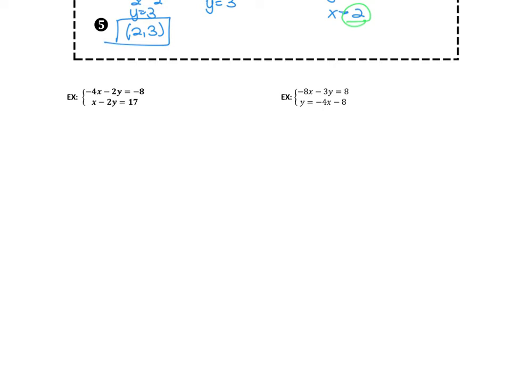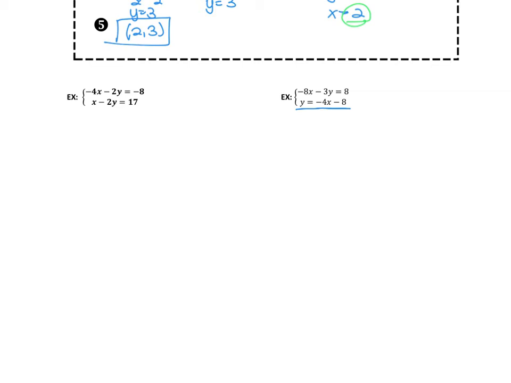Okay, I would have tried this second one first because it's more similar to the one we did in the example. So my first step is to get an equation with a variable all alone. Well, the good news is I already have that in the y equals negative 4x minus 8. And then what it told me I should do after I do that is I'm going to substitute that back in to one of my other equations.